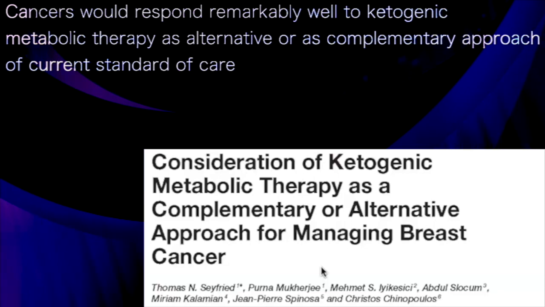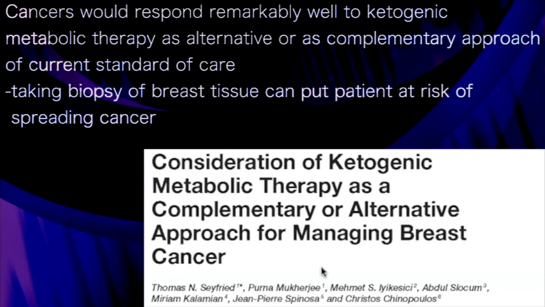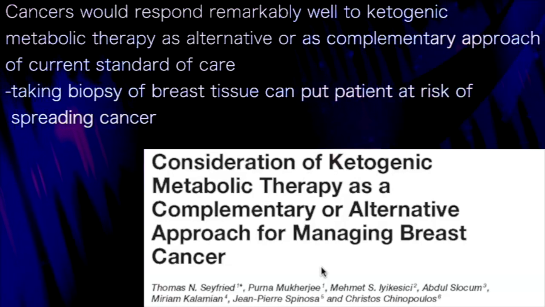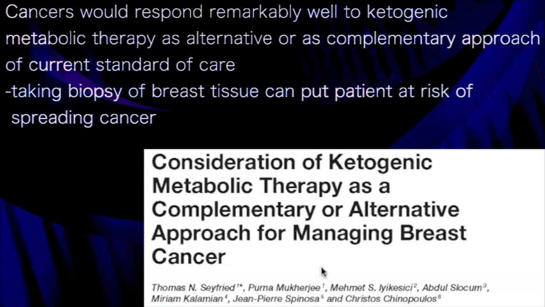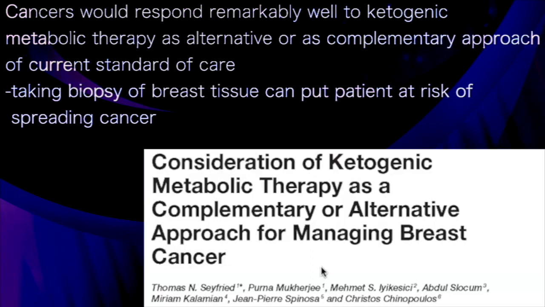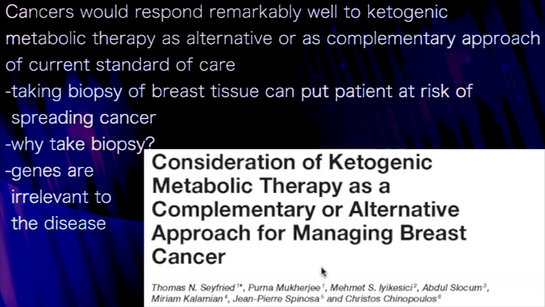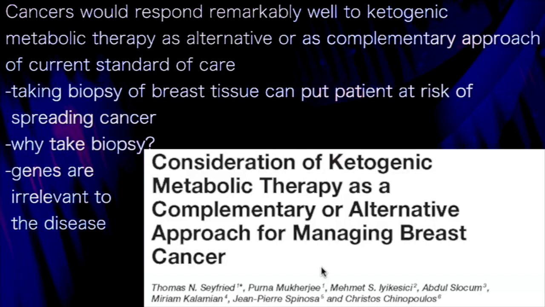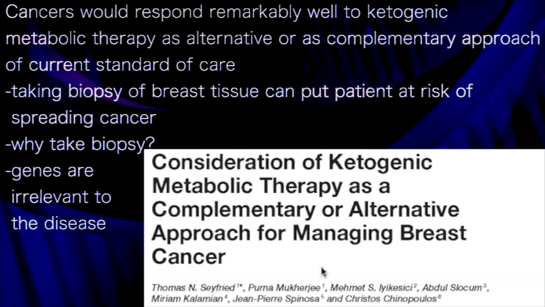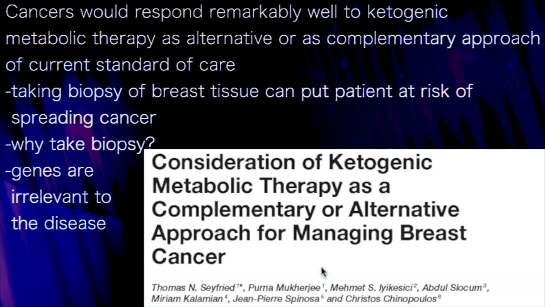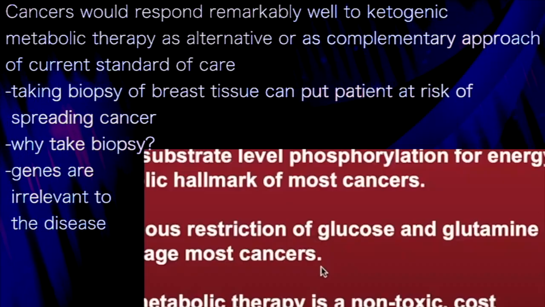And this is the paper where we also outlined how taking biopsy tissue from the breast can put the patient at risk for spreading the cancer, in other words, making it much worse. So why are we taking the biopsy material? To do gene profiles to see when the genes are largely irrelevant to the disease? So we've outlined that ketogenic metabolic therapy could be the best approach for managing not only breast cancer, but all cancers because of the underlying origin of the disease.